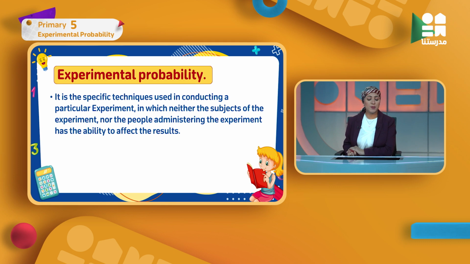Experimental probability is the specific techniques used in conducting a particular experiment in which neither the subjects of the experiment nor the people administering the experiment has the ability to affect the results. يعني دي experiment بعملها ليها techniques معينة I have to follow عشان تطلع نتيجتها مظبوطة قدر الإمكان، والإكسبيرمنت دي الحاجات اللي أنا بستعملها فيها زي الكوين، زي الداي، زي البولز، زي حتى لو بعمل study على students أو whatever، هما ما يقدروش يتحكموا في نتيجة الإكسبيرمنت دي.